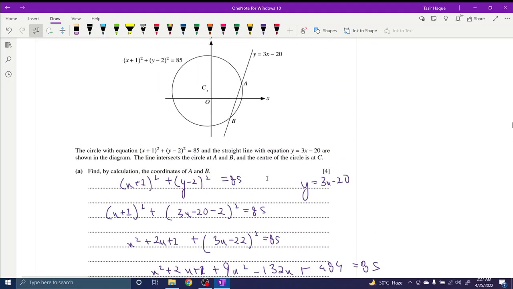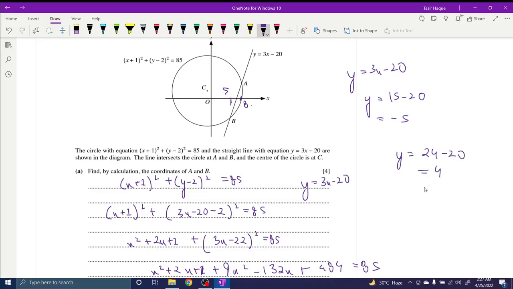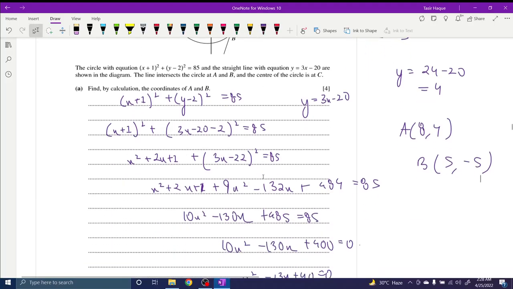So we need two coordinates, right? So clearly b is going to be 5 and a is going to be 8, right? y is equal to 3x minus 20. So y is equal to 15 minus 20, which is minus 5. This is when x is equal to 5, right? And y is equal to, when it's 8, 8 times 3 is 24 minus 20, that's 4. So a is actually 8, 4, and b is 5, comma, minus 5. Okay, these are the coordinates.